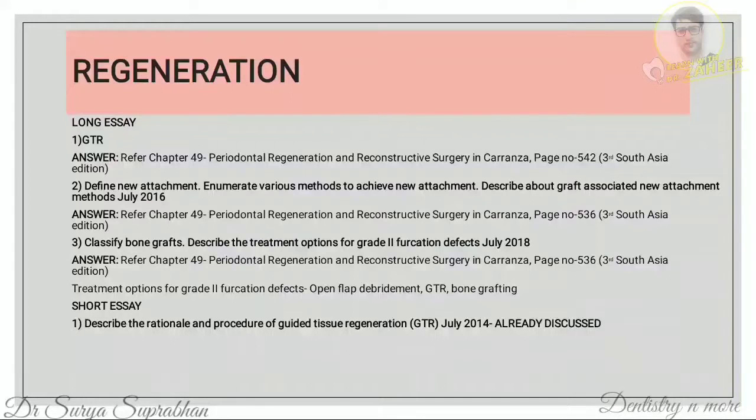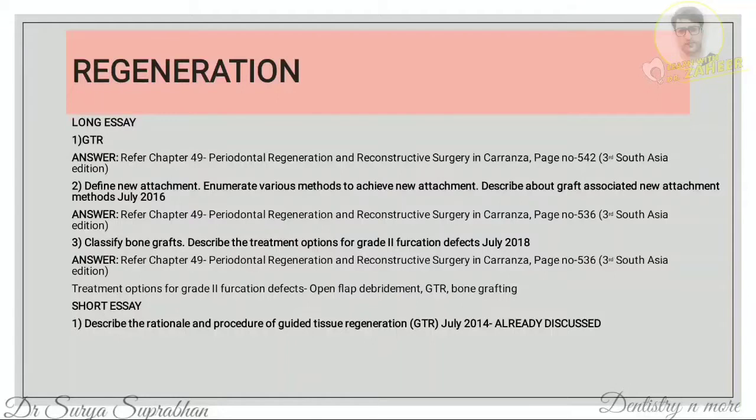Moving on to the next question, define new attachment, enumerate various methods to achieve new attachment, and describe graft associated new attachment methods. First you have to define what is new attachment. New attachment is nothing but the embedding of new periodontal ligament into new cementum that was previously denuded by disease. And then you have to write that to achieve new attachment, there are 2 methods. First is graft associated reconstructive procedures and second is non-graft associated reconstructive procedures. Graft associated reconstructive procedures are the bone graft materials. You have to write about all those classifications in detail.